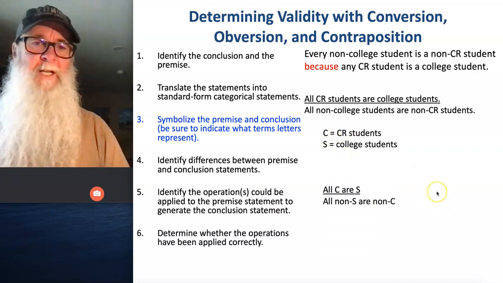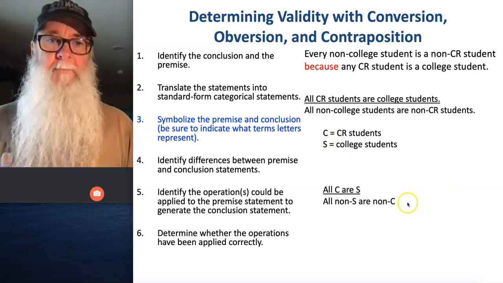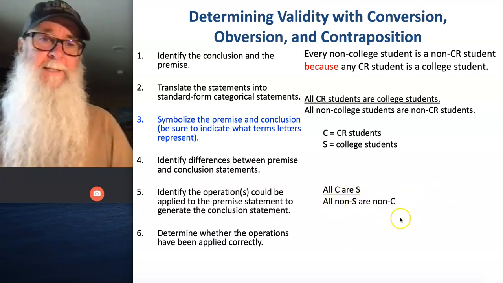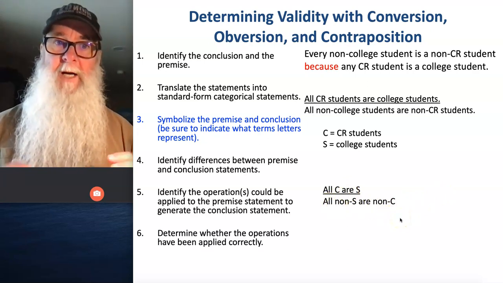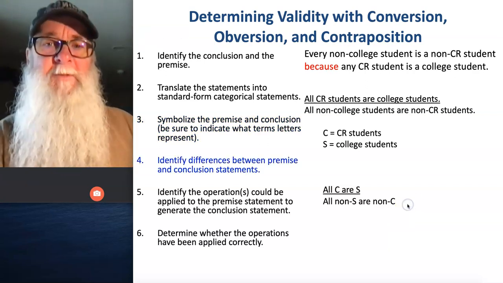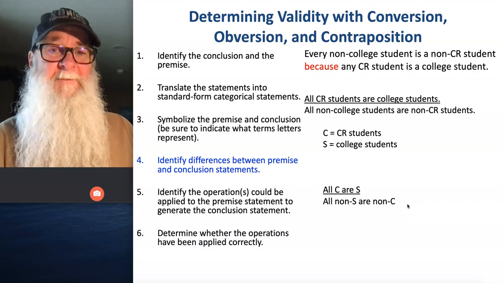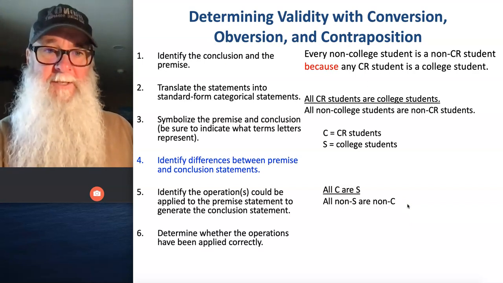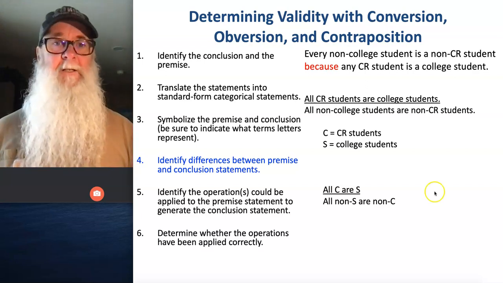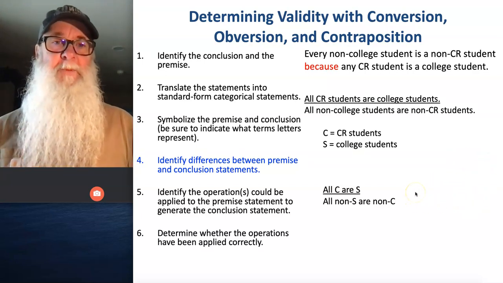When we symbolize this argument, we come up with something like this. All C are S, therefore all non-S are non-C. And you can see that this is much easier to work with here. Because now what we have to do is move on to step 4. We have to identify the differences between the premise and the conclusion statements. Okay, we have to look at those and create a catalog of all of the differences between those two statements.